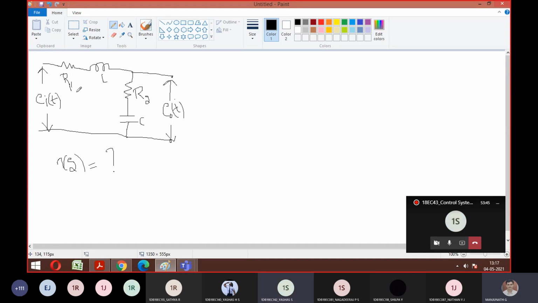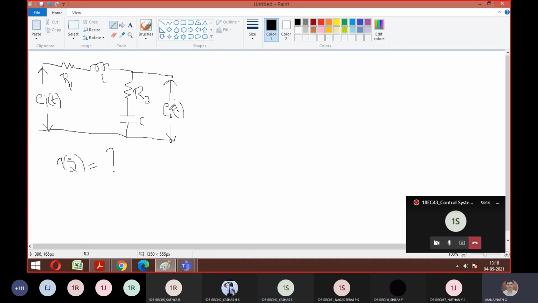R1 i(t). Okay. So L, what is the thing you should write for an inductor, if an inductor is there? The differentiation. Good. So you should write L di(t)/dt. Then R2 i(t) plus 1/C integration of i(t) dt. Good. So that is your first equation.